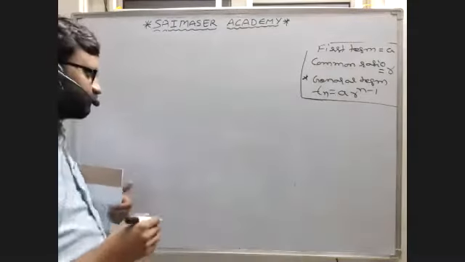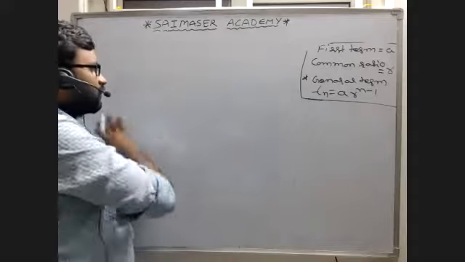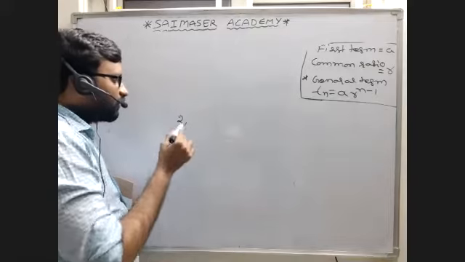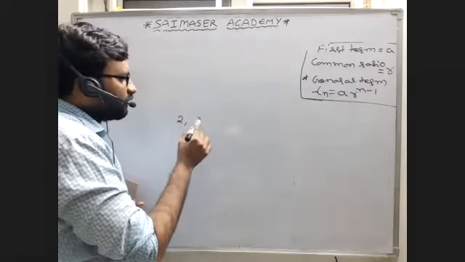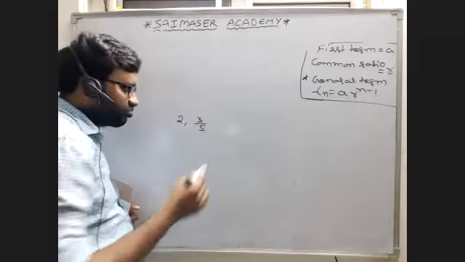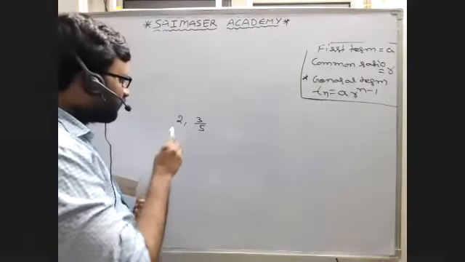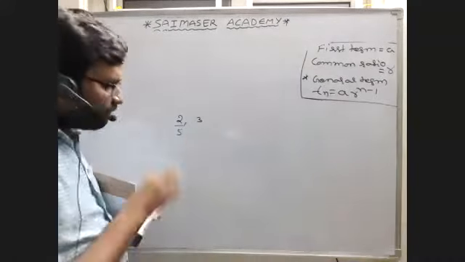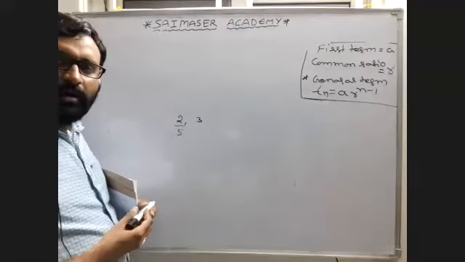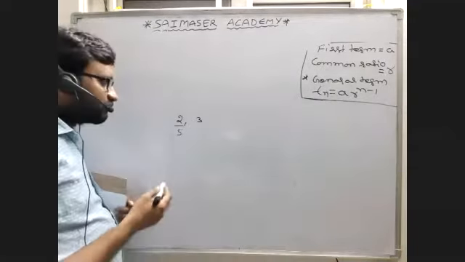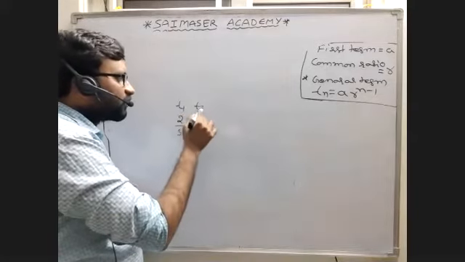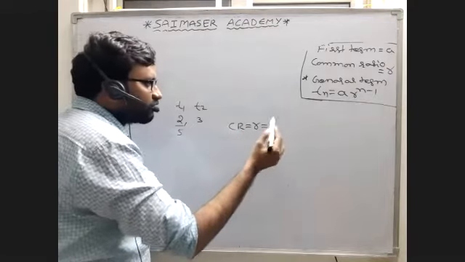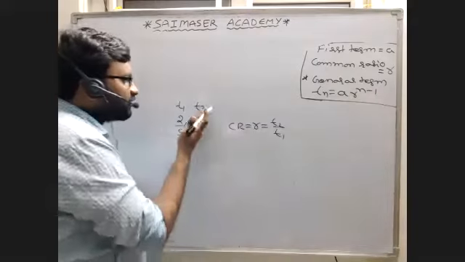Before that, suppose I give you 2 comma 3 by 5, or 2 by 5 comma 3. If I give you two numbers like this, how will you find the common ratio? This is the first term, suppose this is the second term. The common ratio is small r equal to T2 by T1, that is the formula. This by this is the formula.